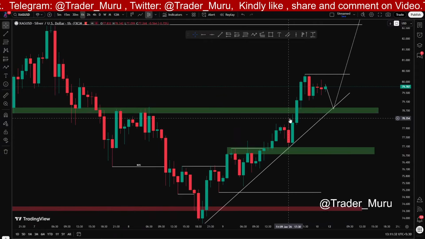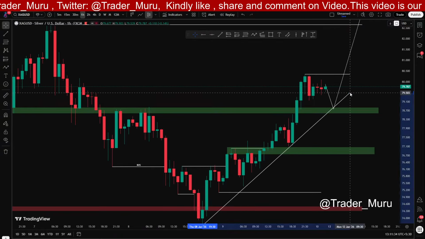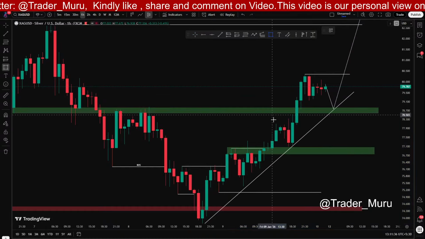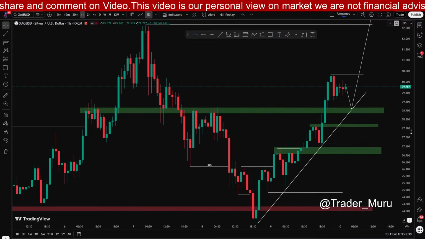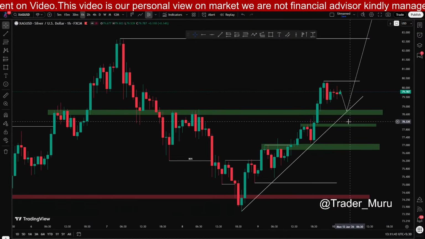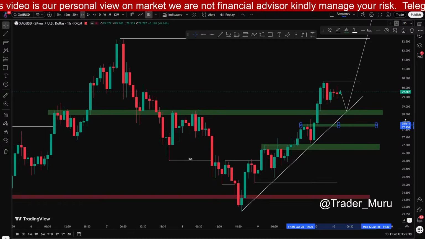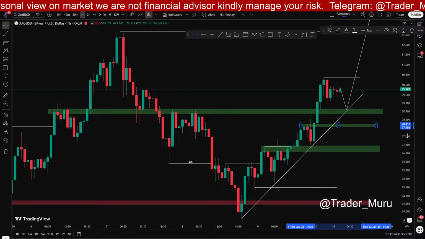and if price gives a fake out below, then this mitigation block will be your area of interest. Maximum wick towards this area here around 78.1 to 77.95.